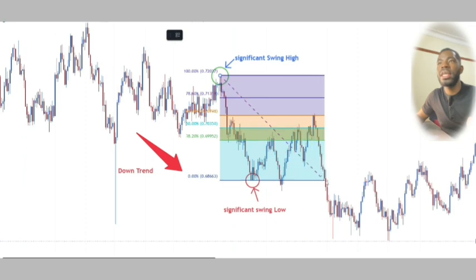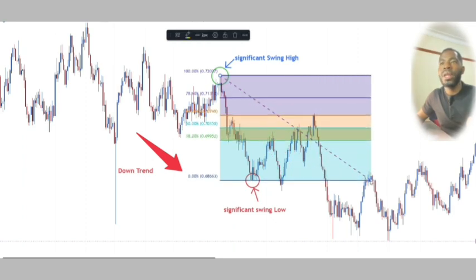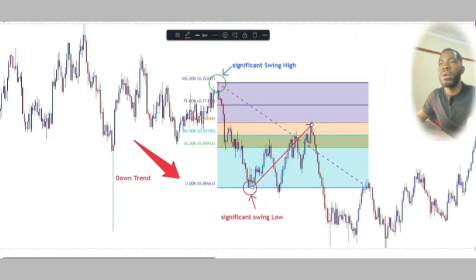As you can see, the retracement here, the price returned from this significant swing low to this golden zone area before it dropped all the way down here. Let me draw that out for you so that you can see clearly. From the significant swing low, it retraced all the way to this golden zone area before it dropped down below.